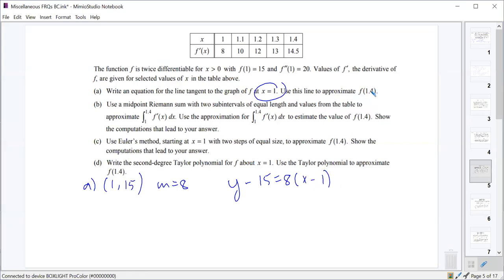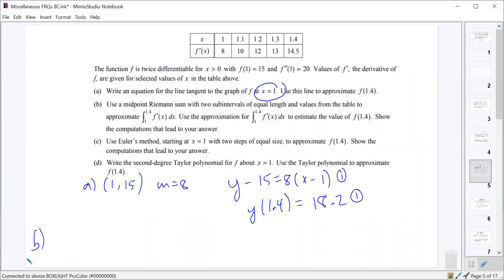And we're going to approximate 1.4 with that. So 1.4 minus 1 is 0.4. 0.4 times 8 is 3.2, plus 15 ought to be 18.2. That was worth 2 points. 1 for the tangent line, 1 for 18.2. Everybody good with that?